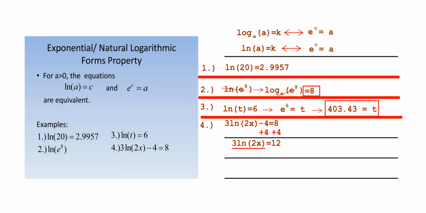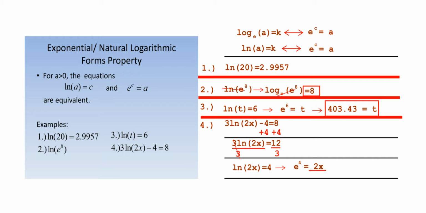And now let's get rid of the 3. It's multiplying, opposite, divide. So we're going to divide by 3 on both sides. 3 divided by 3 cancels out. That leaves us with ln of 2x equals 12 divided by 3, which is 4. And now we can convert. So ln of 2x equals 4, and the conversion e to the power of 4, right, because that's on the other side of the equal sign originally, equals what's in the parentheses, 2x. So e to the 4 equals 2x.